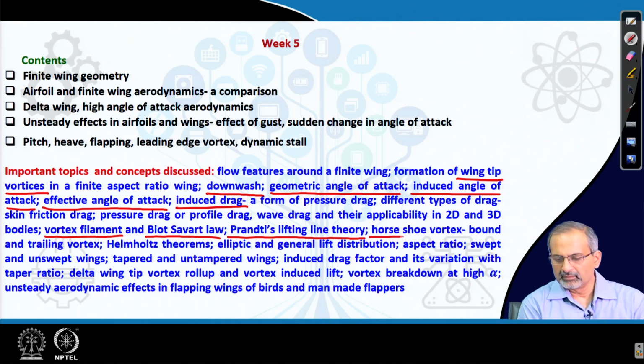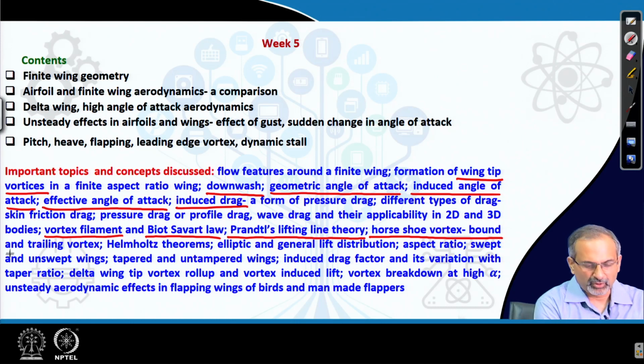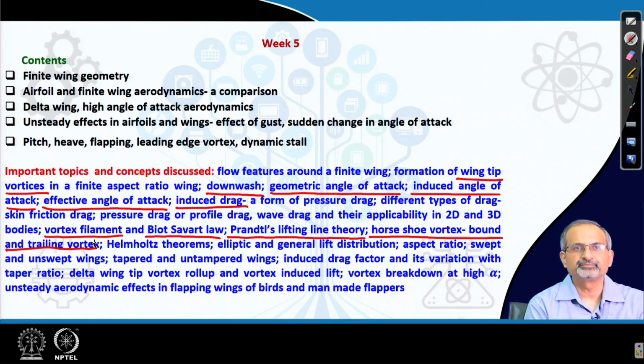We saw the concept of horseshoe vortex, which comprises a bound and a trailing vortex pair. And in this connection, we looked at the Helmholtz theorems.